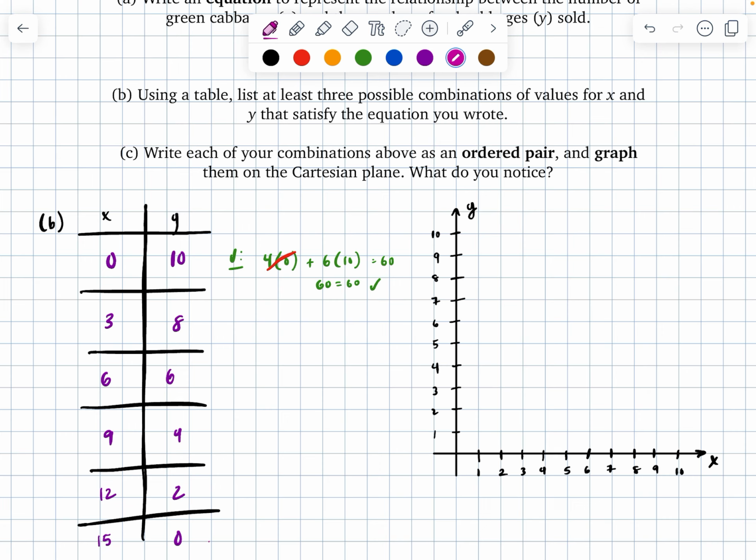So now that I've got these, part C asked me to write them as ordered pairs. Do you remember how you'd write x equals 0, y equals 10 as an ordered pair? Isn't it a comma in between? Yeah, it's a comma, and then parentheses around it. Good. So you've got 0, comma 10 as your ordered pair, and then on the graph we need to plot these. So I'm going 0 in the x direction, 10 in the y direction. That points right over here.